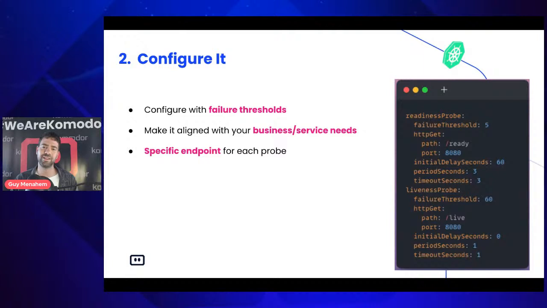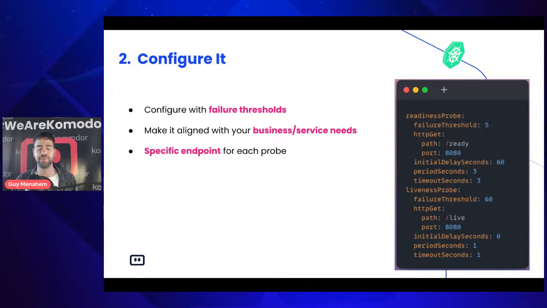Configuring readiness and liveness probes is pretty easy and straightforward. You can see an example on the right side, which has very long initial delays and thresholds. So don't use that example, but use this structure to configure yours. You can configure a lot of things like threshold, delays, period per request. You can use HTTP GET, but you can also use gRPC or a TCP connection. This is very extendable, and you want to make sure you configure it based on your business and service needs.